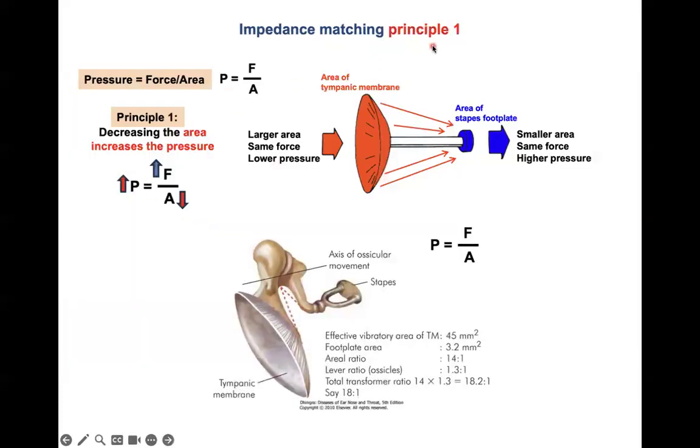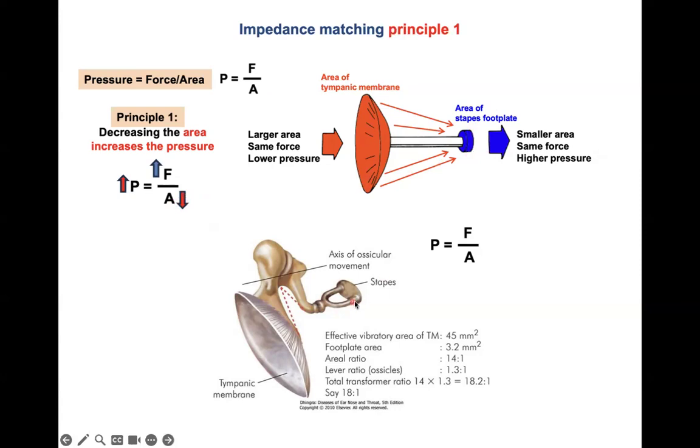There are 2 principles. The first is physical, and the second also. Basically, pressure is force over area. P is F over A. So we can increase the pressure by increasing the force or decreasing the area. Let's take the first example: decreasing the area of the stapes.